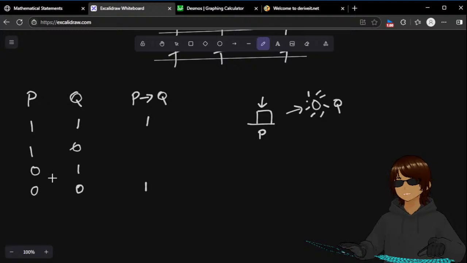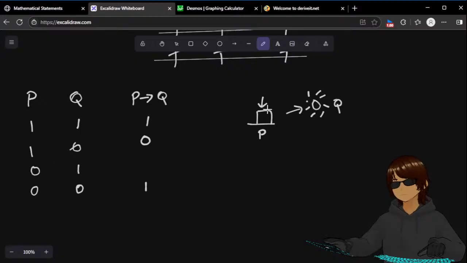But these two statements, you have a problem. Let's see. So if I press P and then Q doesn't light up, then P doesn't imply Q. So P implying Q means this is true, and that this is false. And then this last statement is the issue I have.